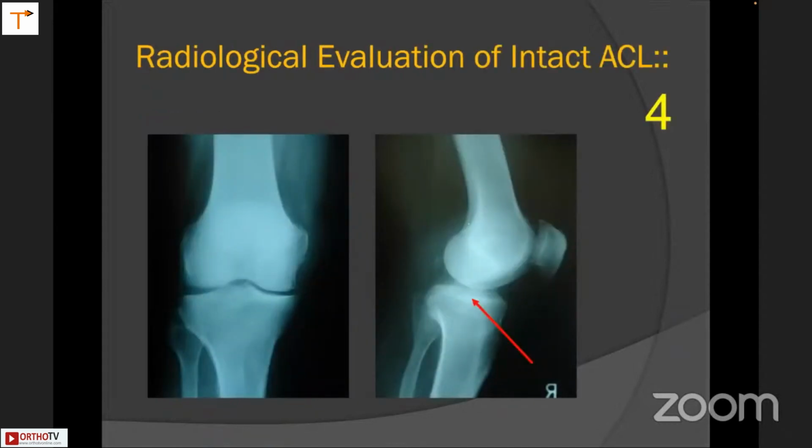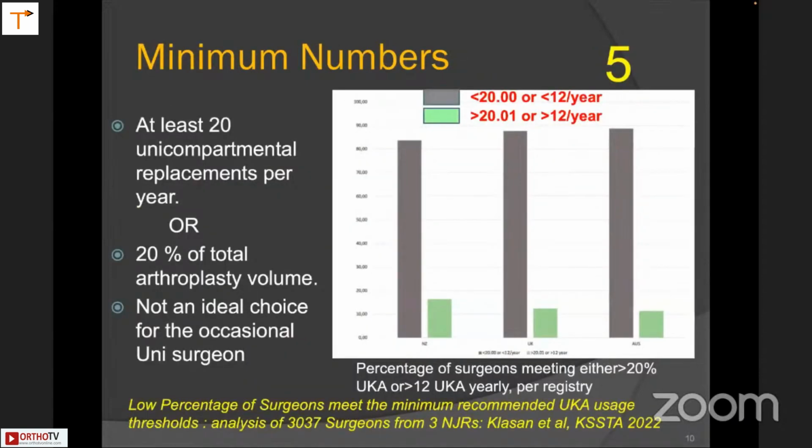Again, Mohan did my talk some good in terms of radiological evaluation of a true lateral view of the knee, and he's already alluded to this arc sign. I think the other important factor is that uni is not a surgery that should be undertaken by the occasional surgeon. You need to do at least 20 per year, or rather 20% of the total volume. So it's not something that you just pick up and go ahead and do.